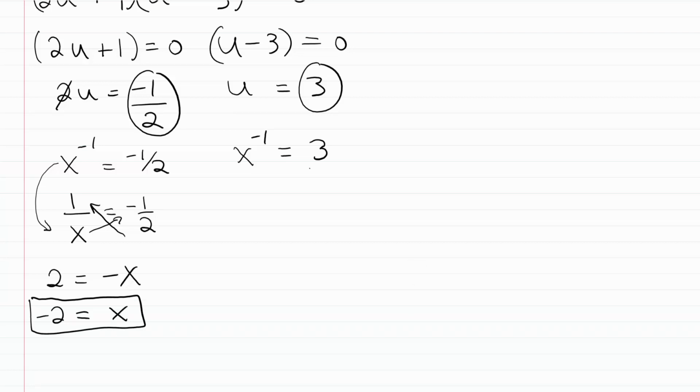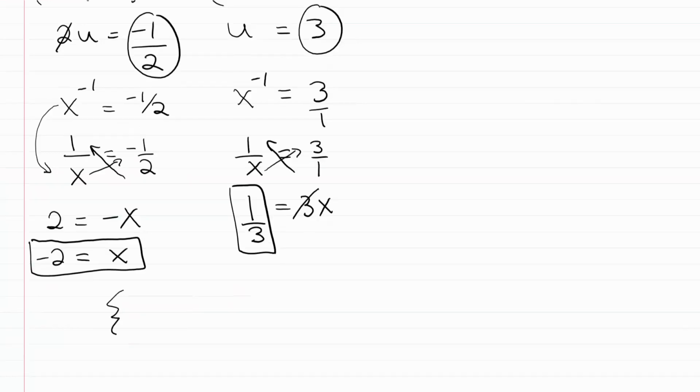We can do the same thing. This is basically 3 over 1, and that's going to basically be 3 over 1 is equal to 1 over x. So we can cross multiply again. That would be the simplest way to solve this probably. So we have 1 is equal to 3x, and therefore x is equal to 1/3 by dividing both sides by 3. So our answers for problem C are -2 and 1/3.